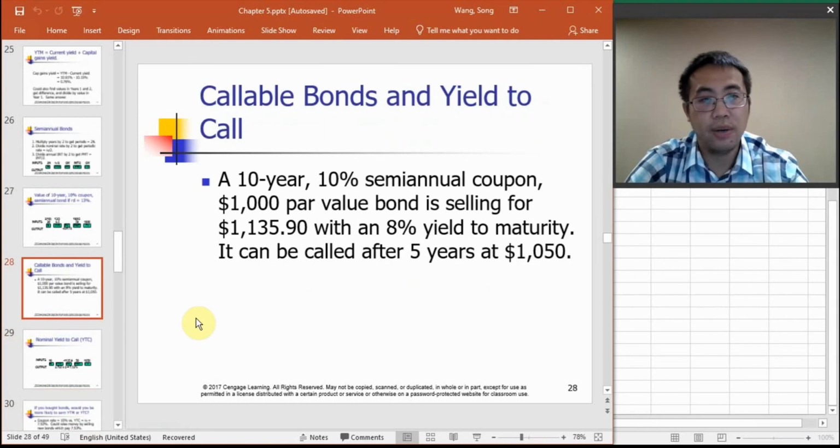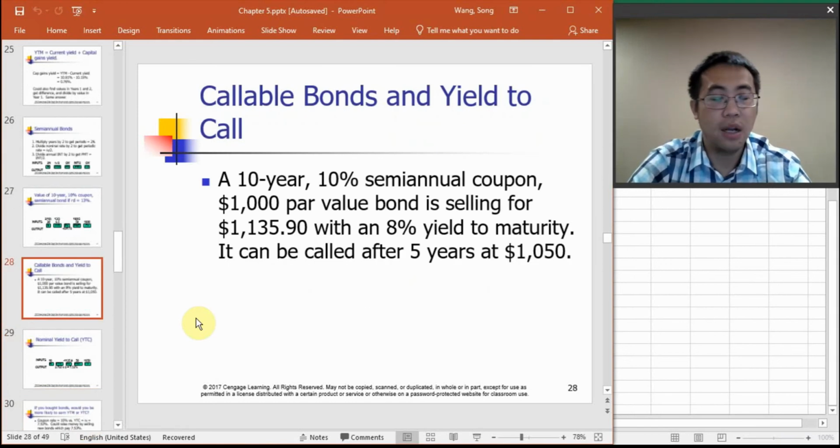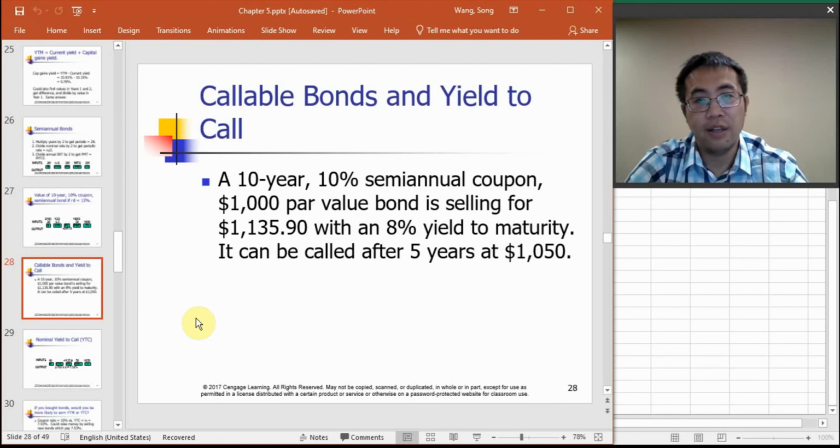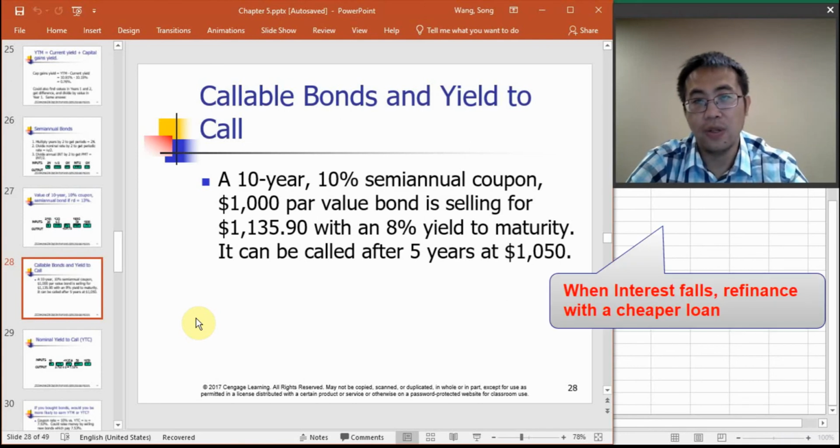And here is a question about callable bonds. Callable bonds is something I mentioned at the very beginning of the chapter. The corporations call back their bonds when the interest rate falls. When the interest rate falls, the company, as a borrower, can find cheaper loans and pay less interest to the investors. So they will use the cheaper loan to replace the current loan, which is relatively more expensive. So they will call back the current loan.